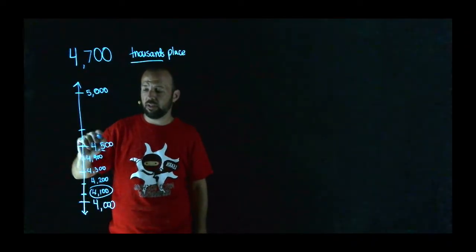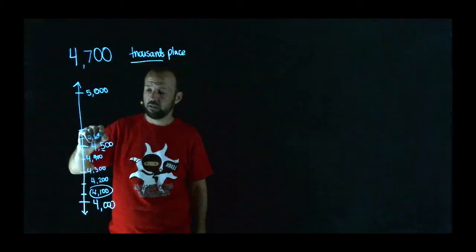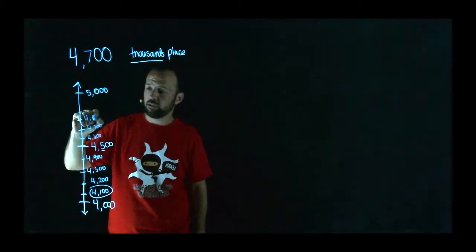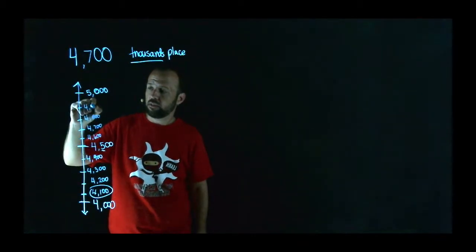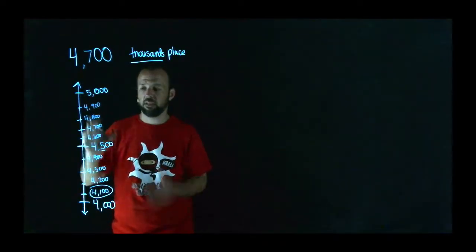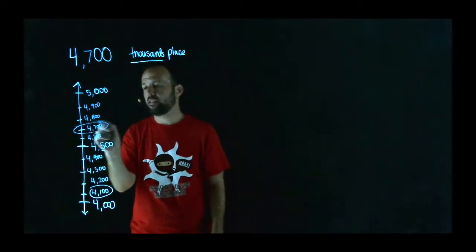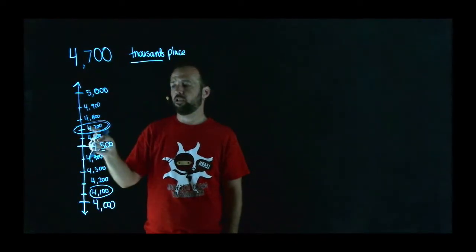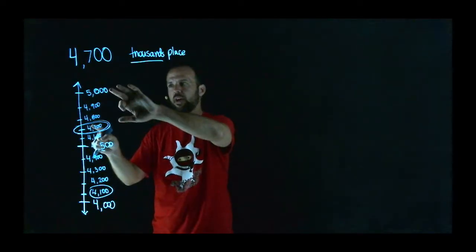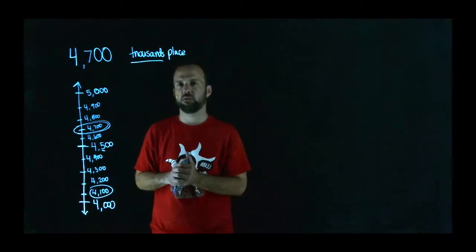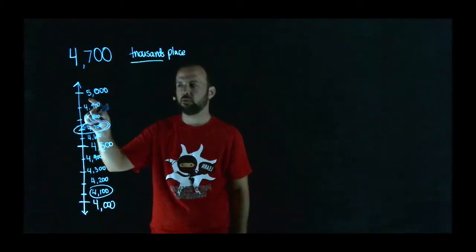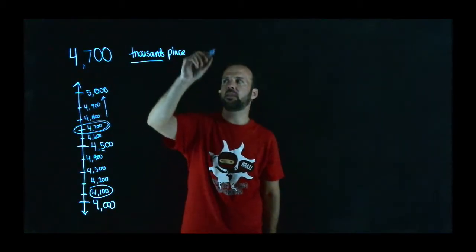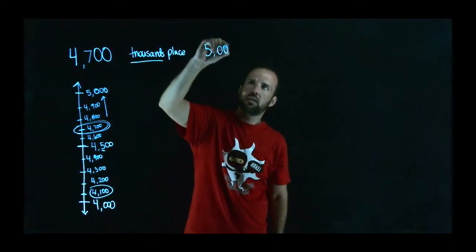So 4,500, then I would have 4,600, 4,700 would come next, 4,800, 4,900, and then 5,000, okay? So I can see that visually represented there. This is the number that we're worrying about right now, 4,700. So looking at this now, which thousands is it closer to, 5,000 or 4,000? Which one is it closer to? Exactly, it's closer to my 5,000, right? It's only a couple steps away from that 5,000. So 4,700 rounded to the thousands place would give me 5,000.